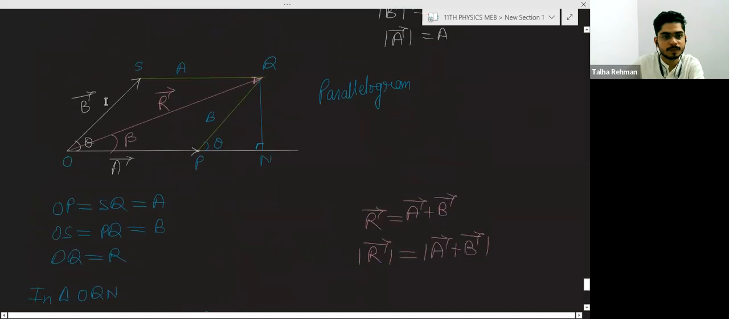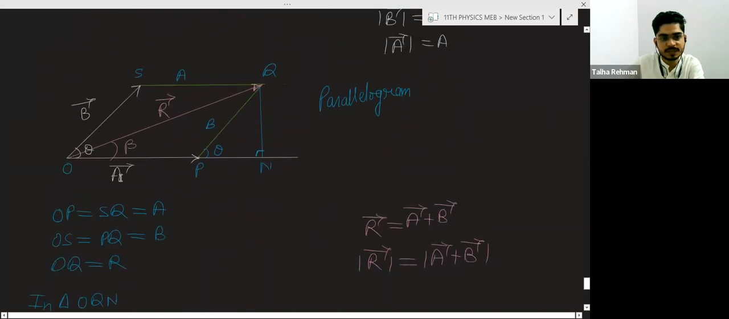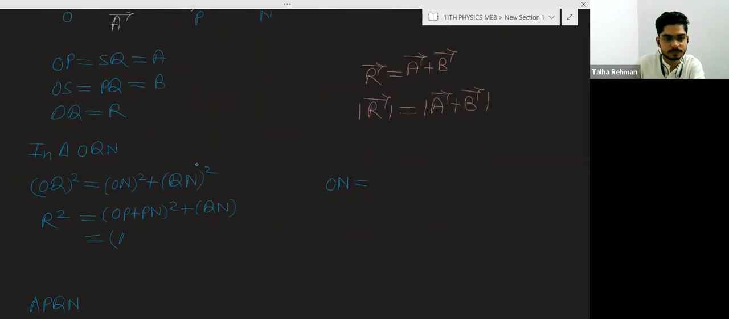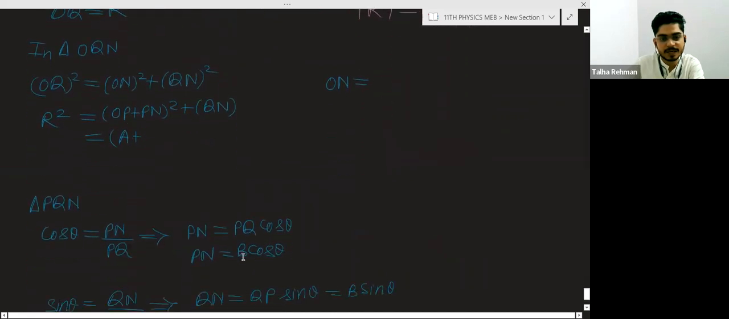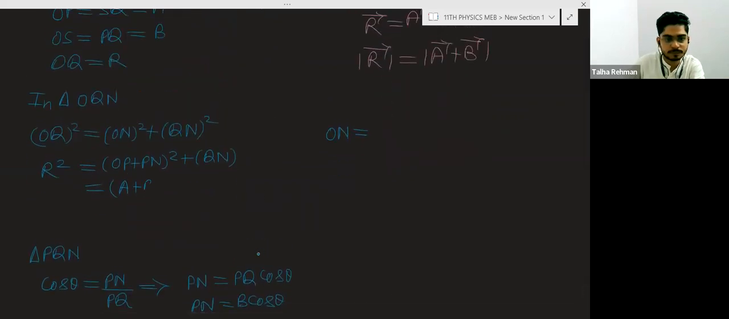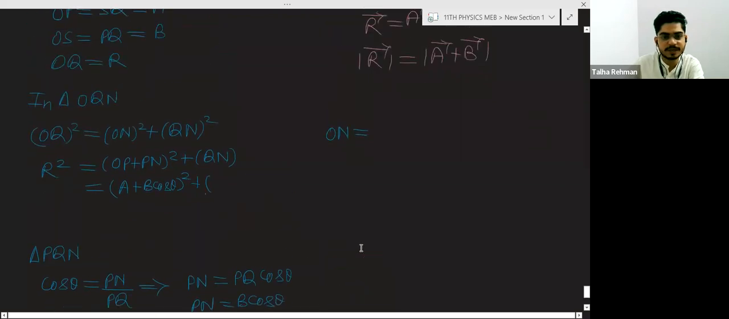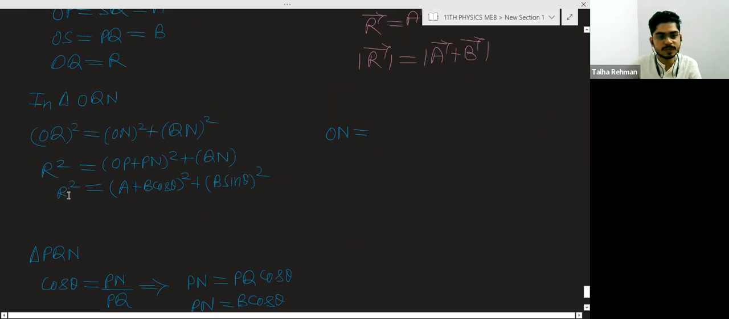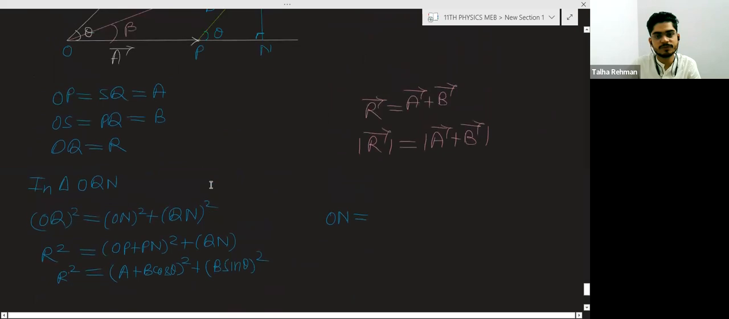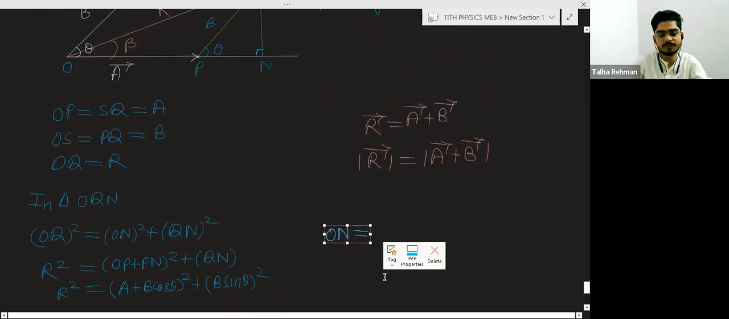What is OP? OP is this A. PN is B cos theta. In square of this, what is QN? QN is b sine theta. And square of this is r square. So from this equation, we can find the r square.